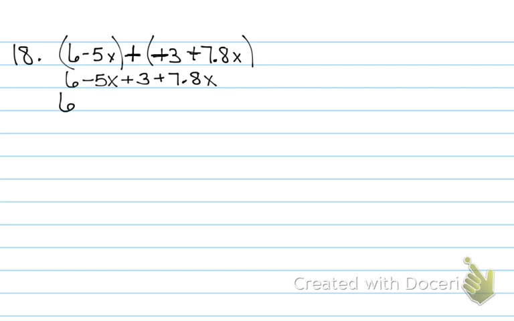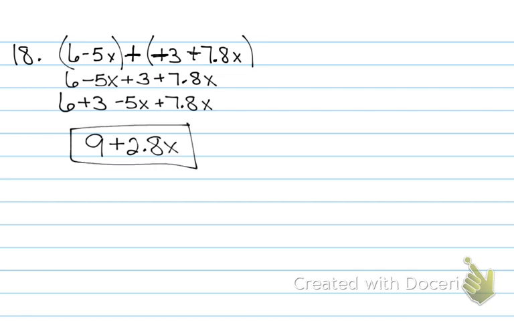And then, honestly, you could rewrite it again. What number would you want to put next to the 6? The 3. Make sure you take the sign with it. It was a positive 3 minus 5x plus 7.8x. So 6 plus 3 is 9. Negative 5 plus 7.8 is 2.8x. And I cannot combine it any further because those are not like terms.